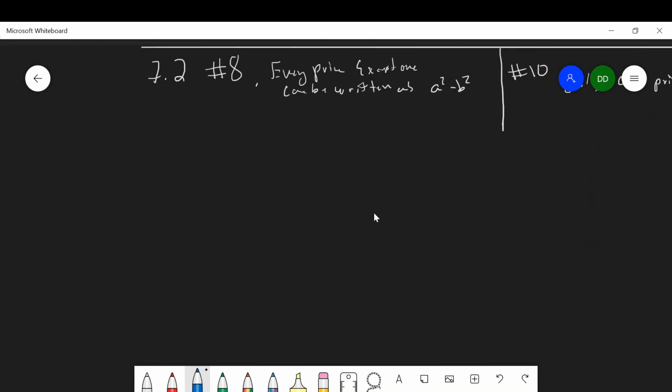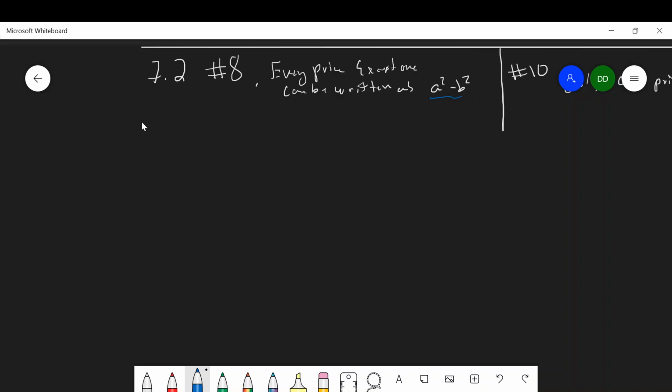Every prime except for 1, not the number 1, but except just 1 prime, can be written as a squared minus b squared. So, there was a really nice post in the discussions about this one. Someone put a nice path to a solution for this one, described what they did, and I liked what they had said, so I'm going to try and describe it like that.